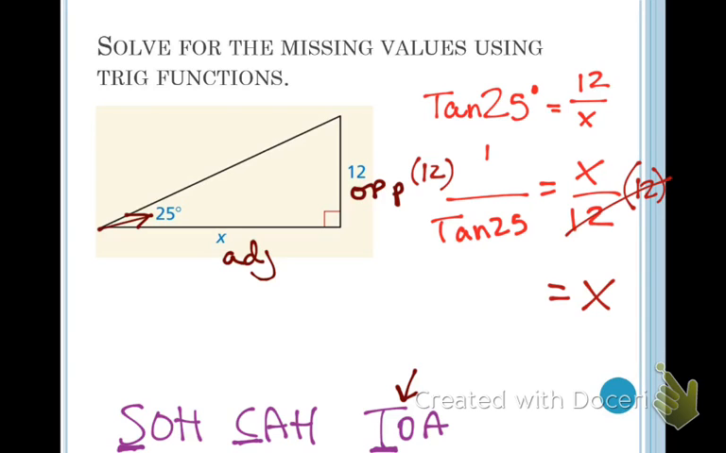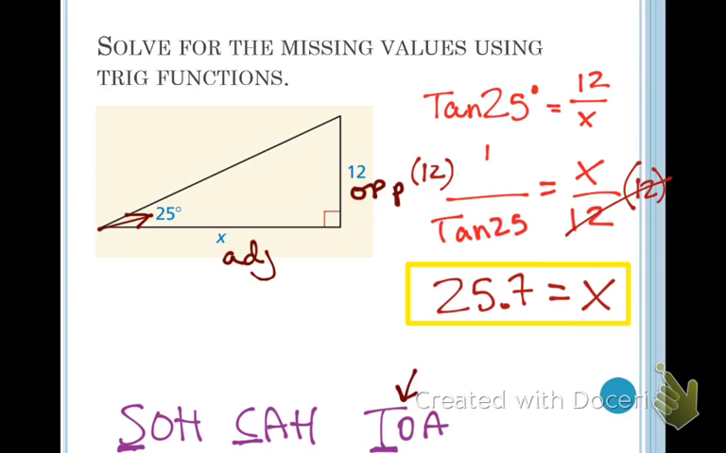Round to the nearest tenth. 25.7. Is that your calculator or mine? This is yours. Okay, I would make sure you know how to plug it in, too. Yes, ma'am. Round to the nearest tenth unless told otherwise. Unless told otherwise, yeah.